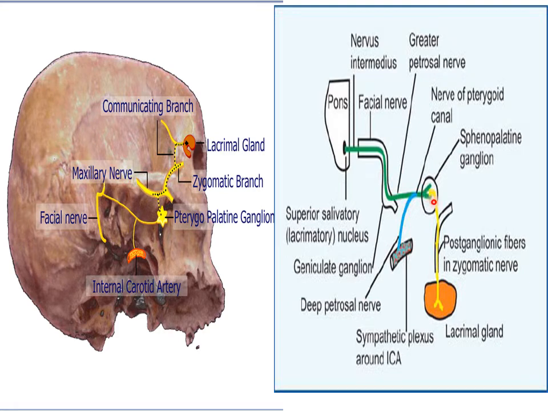From the ganglion we have postganglionic parasympathetic fibers. They join a communicating branch of the maxillary nerve, and then they join the zygomatic nerve and the lacrimal nerve, and eventually they reach the lacrimal gland and are responsible for the production of lacrimal fluid. So this is the parasympathetic or secretomotor nerve supply to the lacrimal gland. Up to the ganglion, these are the preganglionic parasympathetic fibers. From the ganglion up to the lacrimal gland are the postganglionic parasympathetic fibers.